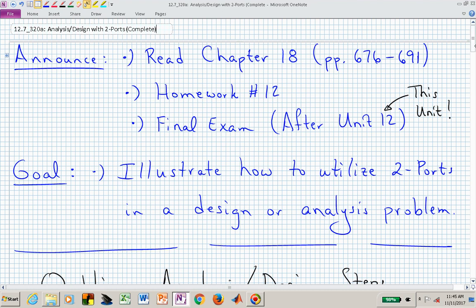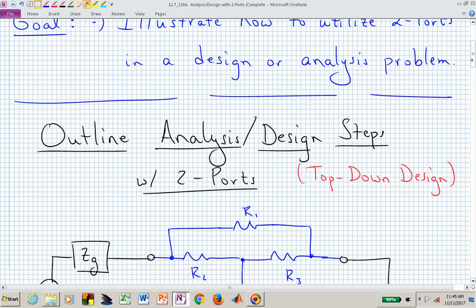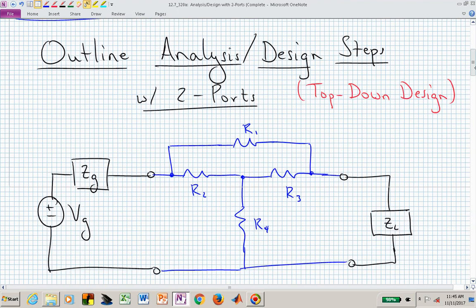And again, I just want to illustrate that. I'm not going to go through the detailed steps. But let's now look at this from the following example. I'm giving you a particular example just so that you can try to understand what you might have to play with or utilize in attacking some of these two-port design problems or two-port analysis problems.